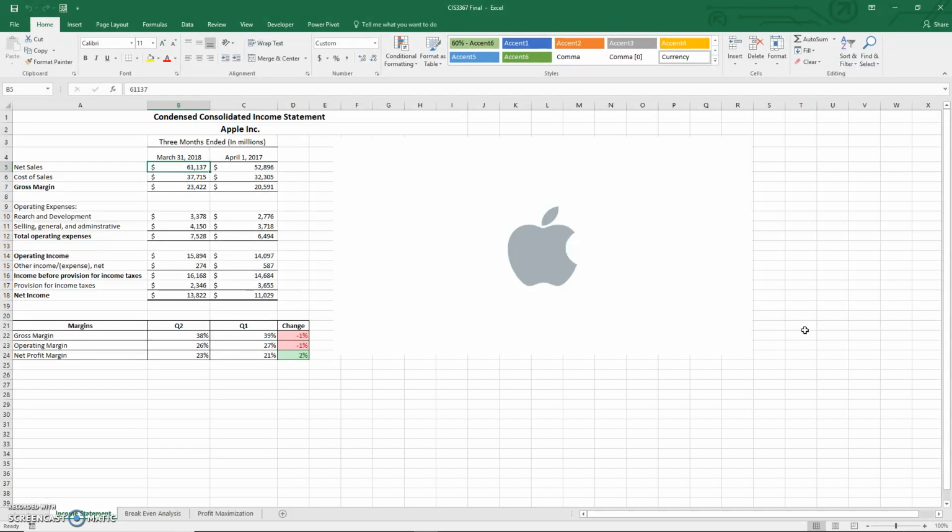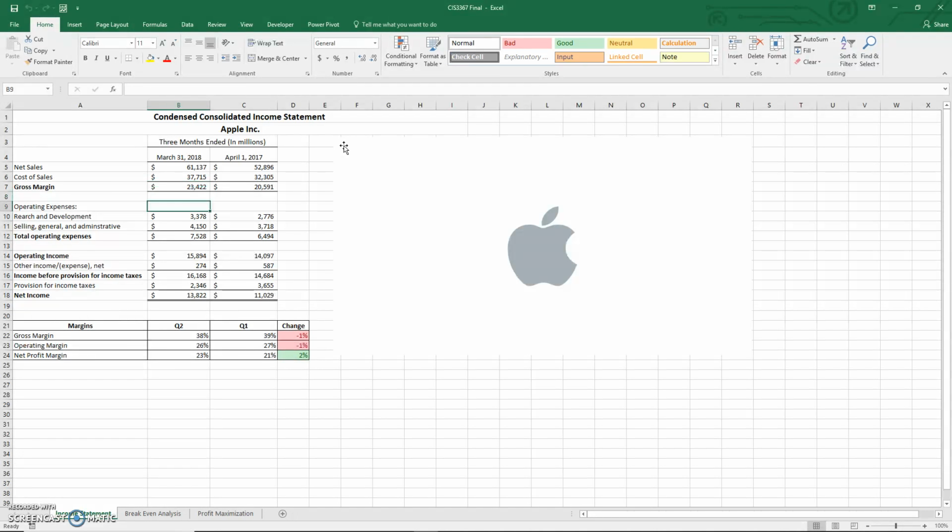To start things off, let me walk you through Apple's condensed consolidated income statement I extracted from Q1 and Q2 of their recent 10Q filing as of March 31st, 2018. Please keep note that all numbers are in millions. To get the gross margin, we subtract cost of sales, which is $61,137, from net sales, $37,715, and we finally get $23,422.